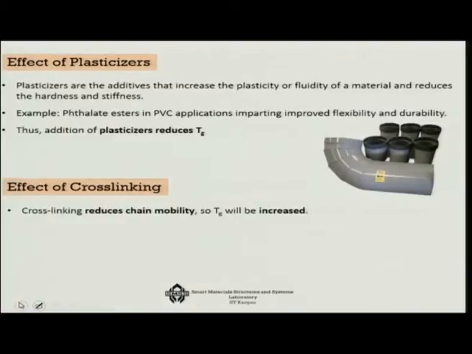Many times we use plasticizers, that means some kind of additives which increase the chain movement, like phthalate esters in PVC, which improve the flexibility and durability. So addition of plasticizer can reduce the Tg significantly. And in terms of cross-linking, if you can reduce the chain mobility, then the Tg will be increased. So thus you can add chemicals to do this process.